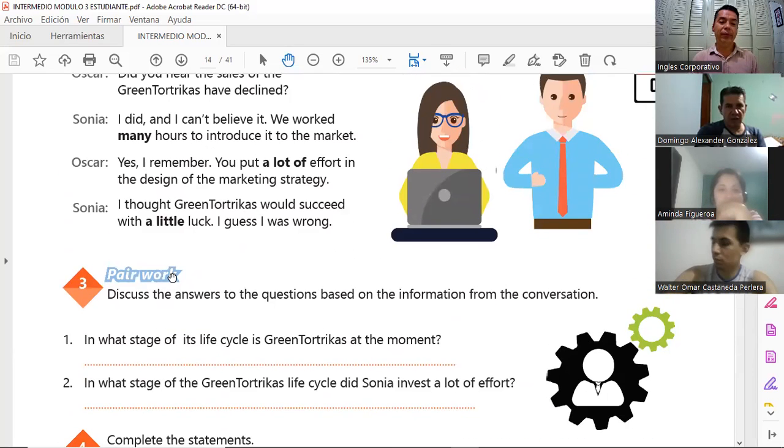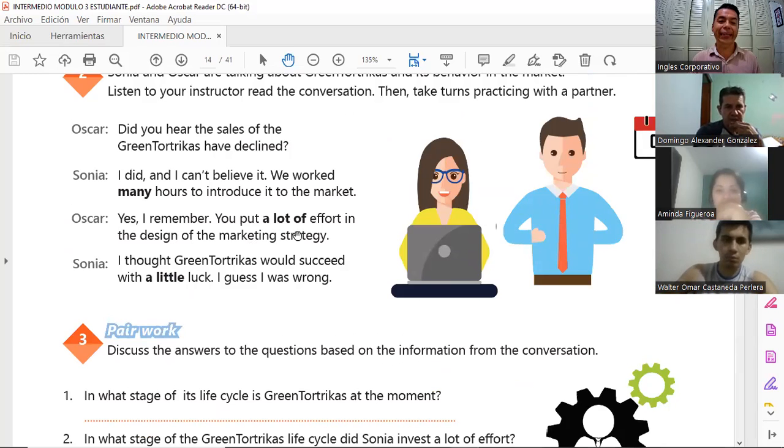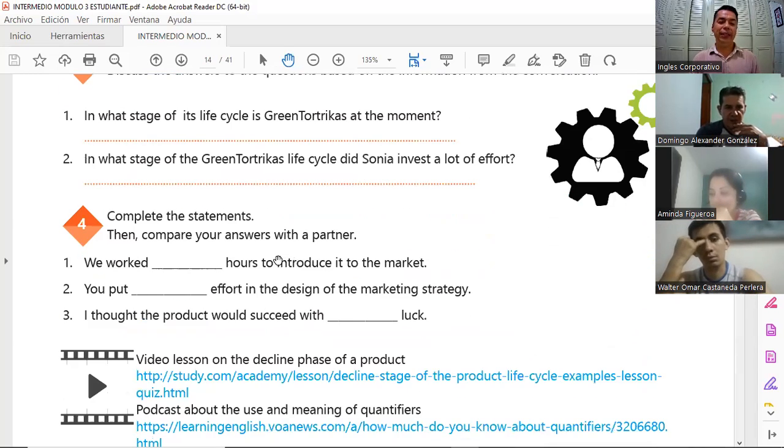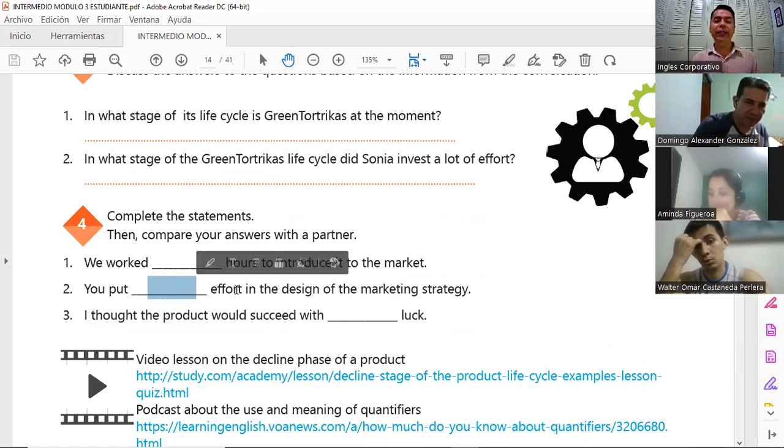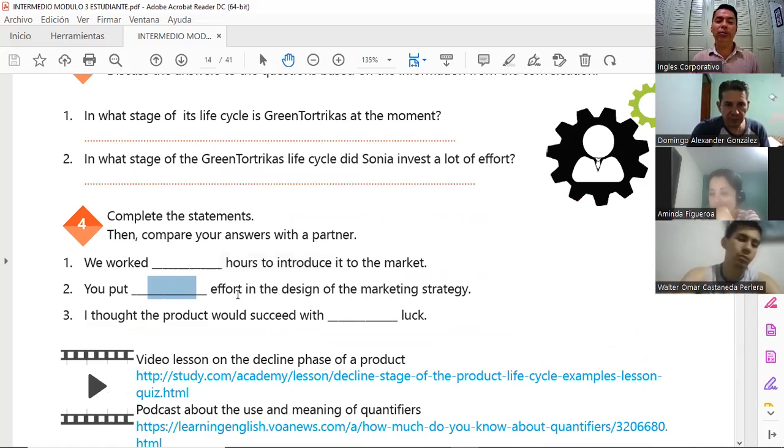You put a lot of effort. Excellent, a lot of. A lot of effort, right? Effort in this case is not countable, right? And remember, a lot of can be used for countable and non-countable, right?